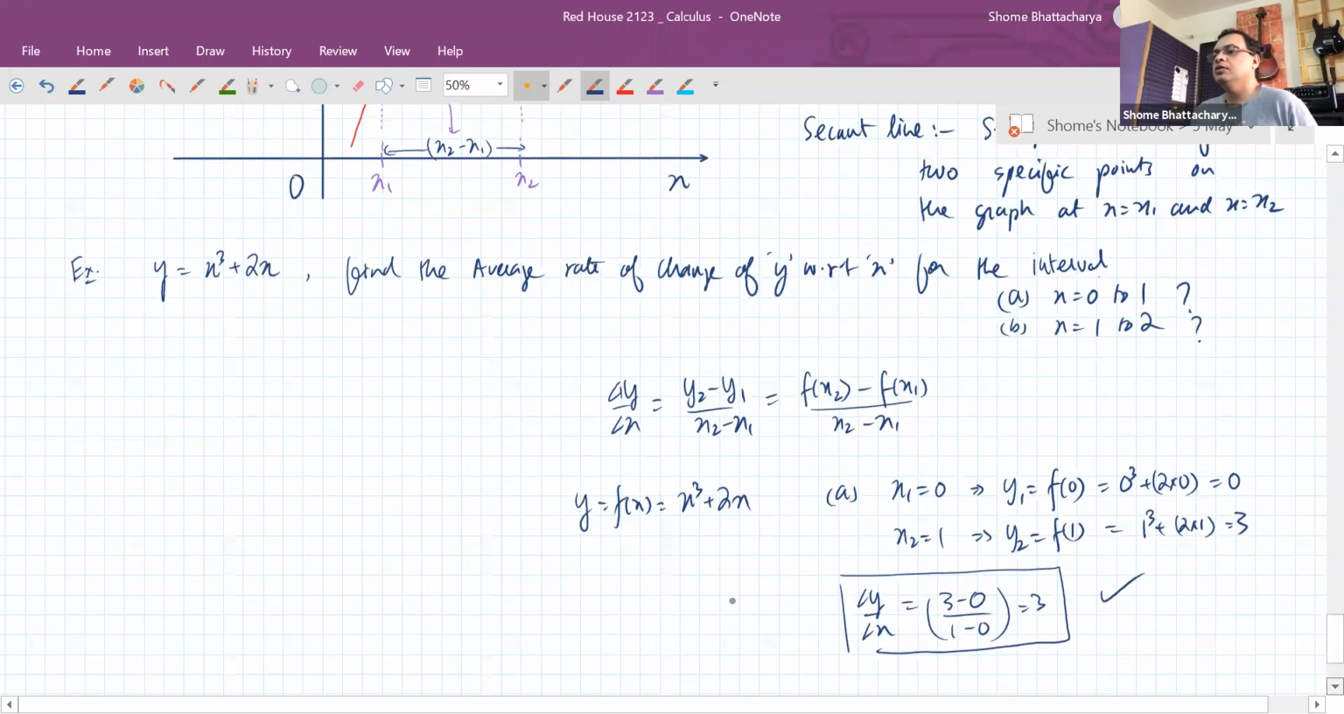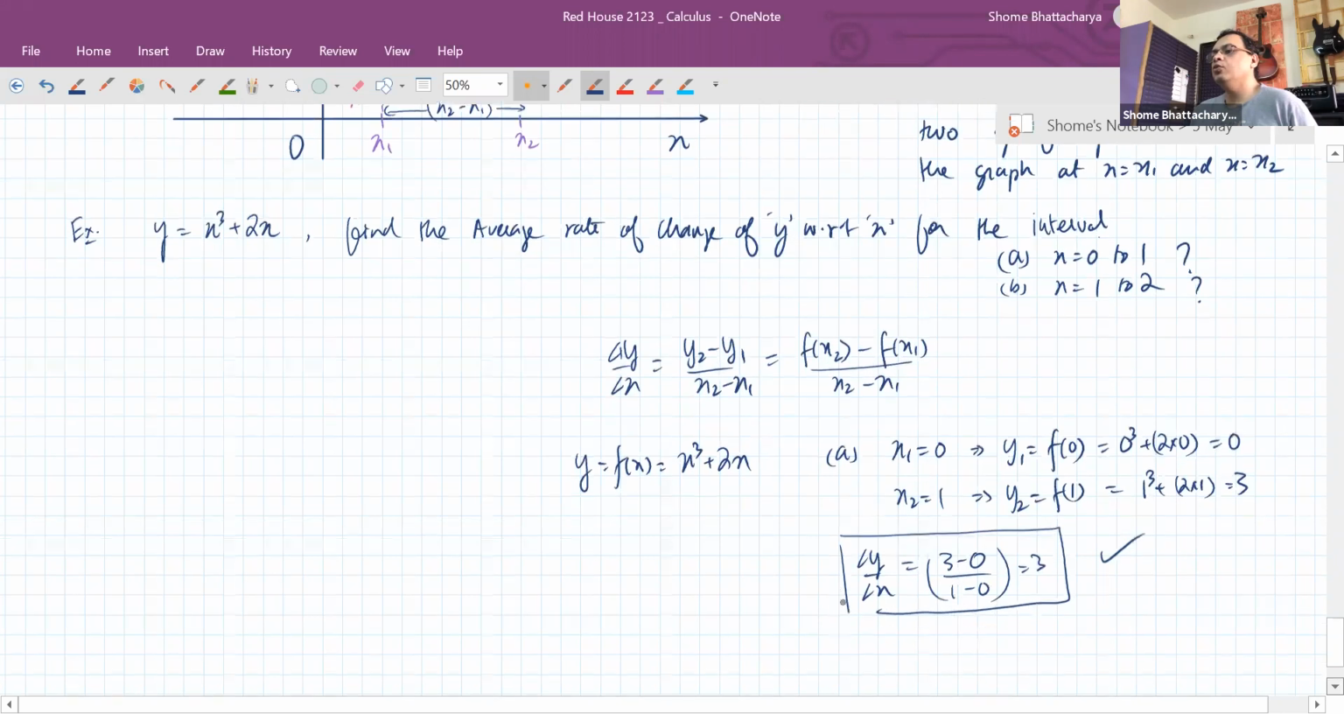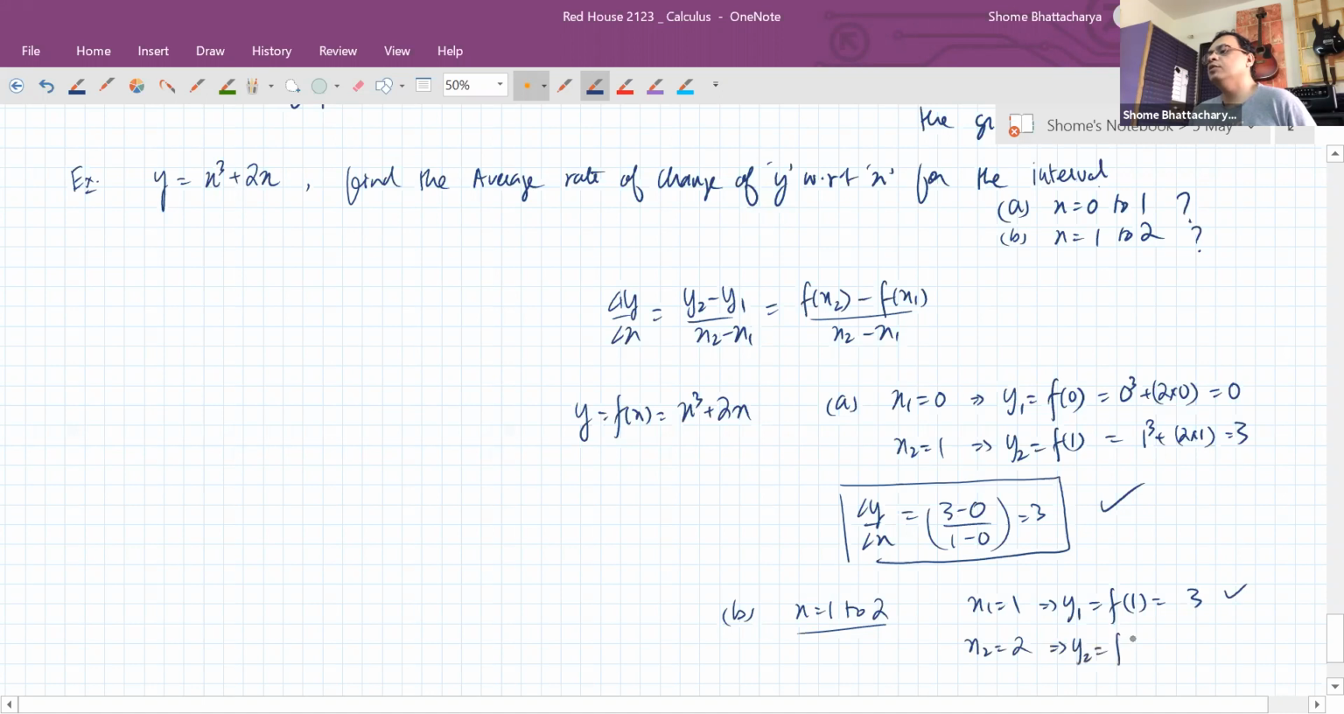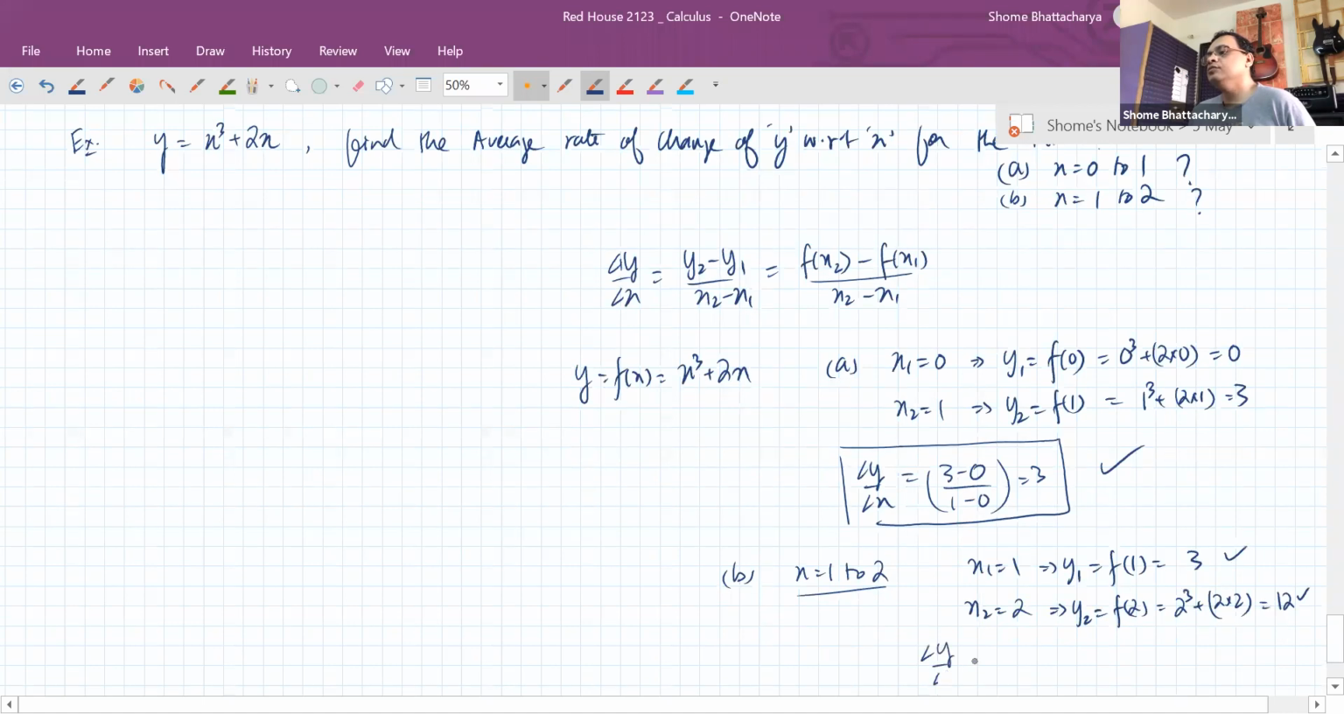Now similarly for the second part, I'm taking x equal to 1 to 2. Okay. So that means I should take x1 as 1. So y1 is f of 1, which we already saw is 3. But I'm taking x2 this time as 2. So y2 will become f of 2. So that is 2 cube plus 2 into 2, x cube plus 2x. So that's becoming how much? 8 plus 4, 12. Okay. So this time my delta y by delta x will become y2 minus y1, which is 12 minus 3, divided by x2 minus x1, which is 2 minus 1. So it is becoming 9.